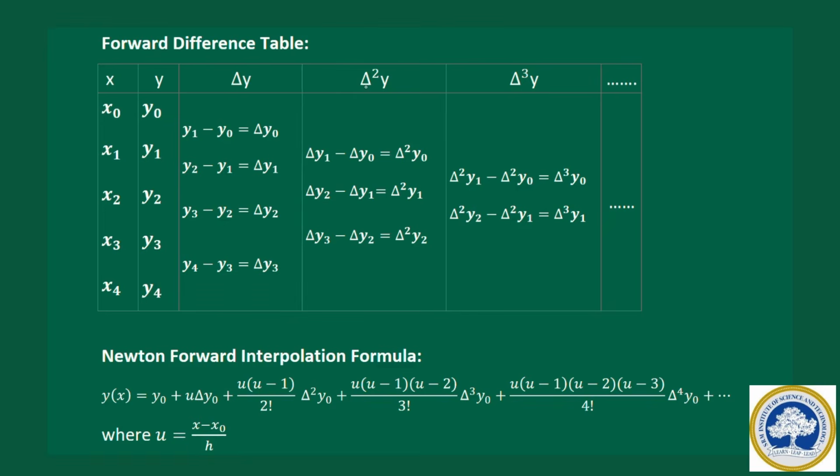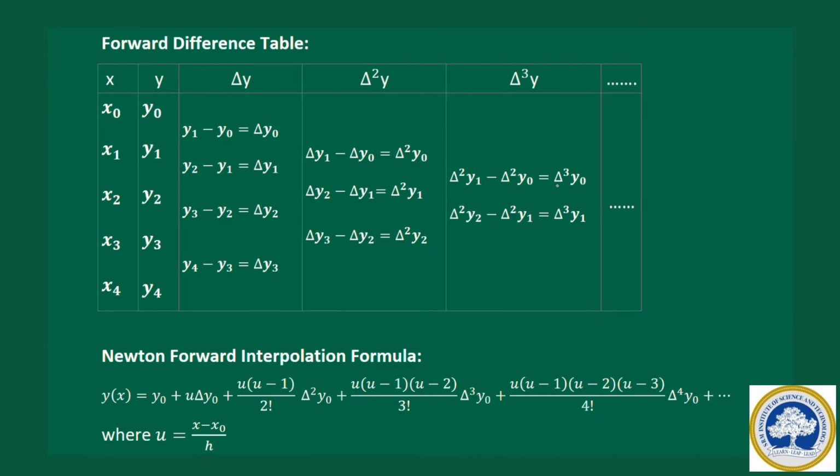Similarly, the second order difference is denoted as delta square y. Here we have to take the difference between the first order differences, that is delta y1 minus delta y0. Okay, so that is denoted as delta square y0. Similarly, delta y2 minus delta y1 is delta square y1, and delta y3 minus delta y2 is delta square y2. So these are called second order forward differences. Similarly, the third order forward difference is again the difference between two consecutive values. Always you have to subtract the first value from the second, that is second minus the first value.